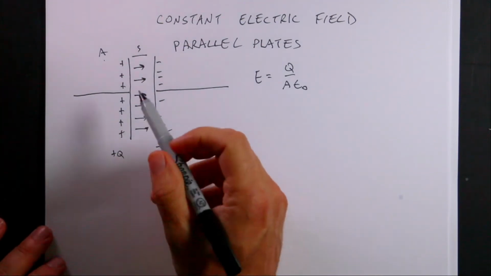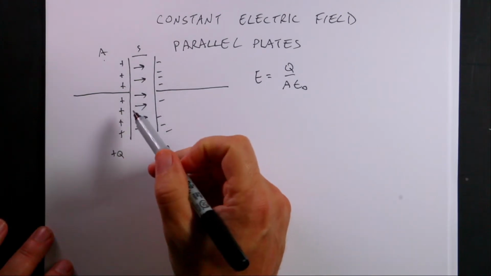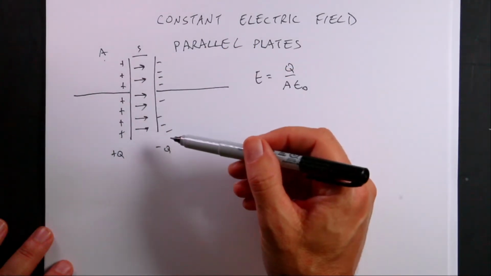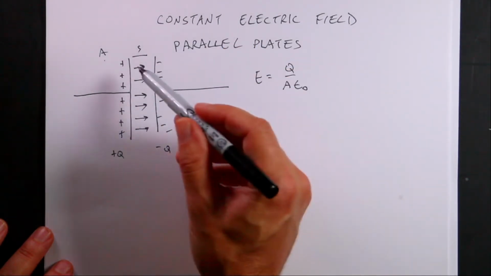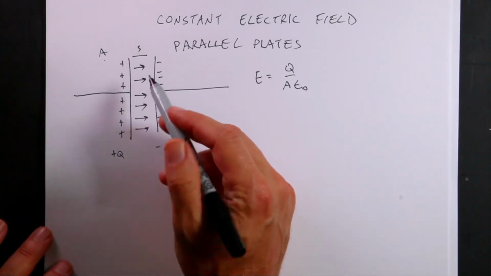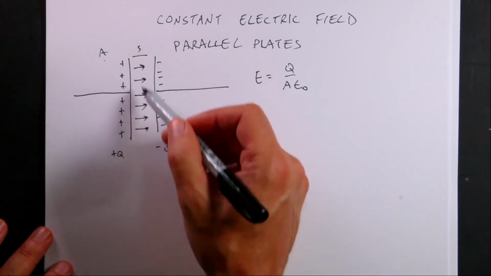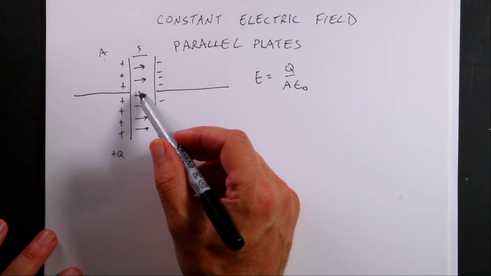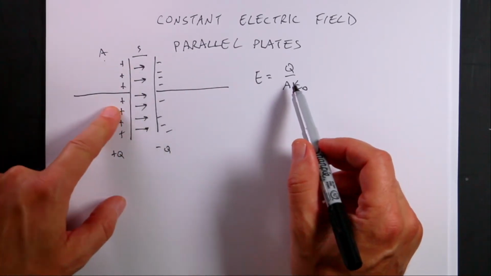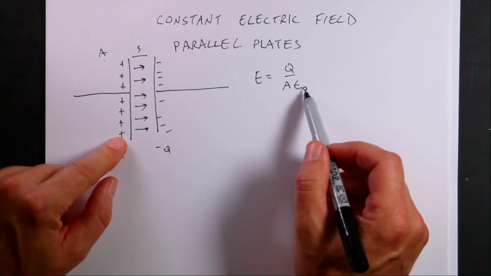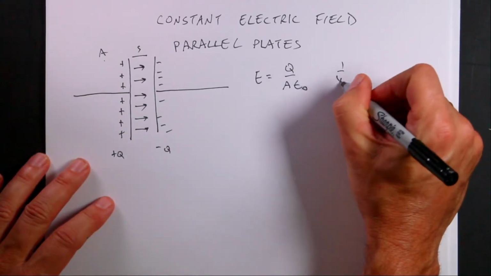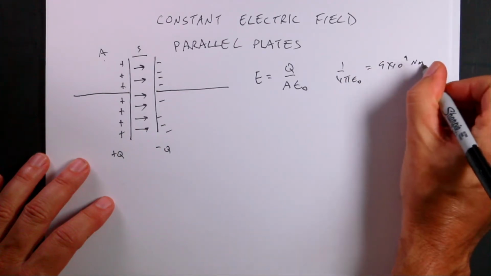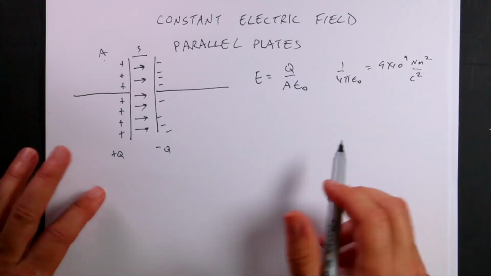Here is the question. How do you get a constant electric field? The answer is that if you have two parallel plates with equal and opposite charges on them, and they're close together, they have to be close together, then the electric field in the middle is fairly constant. It has a magnitude of Q, the charge on one side, over the area, times 1 over epsilon naught, where 1 over 4 pi epsilon naught equals 9 times 10 to the ninth newton meters squared per coulomb squared. So how do you know this?